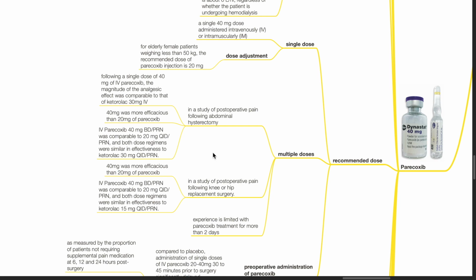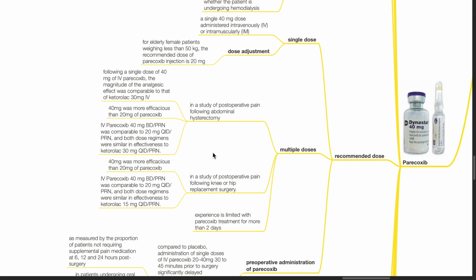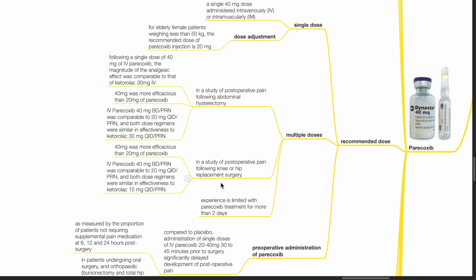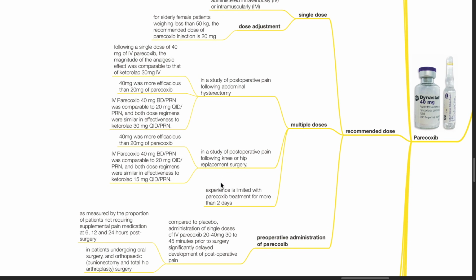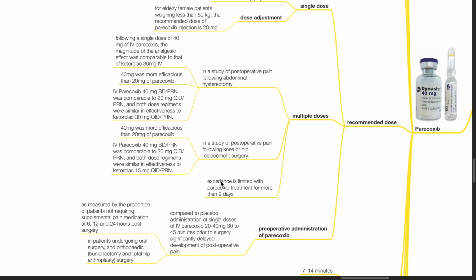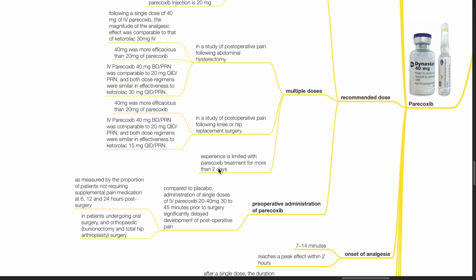In a study of postoperative pain following knee or hip replacement surgery, 40 mg was more efficacious than 20 mg of Percocet. IV Percocet 40 mg BD or PRN was comparable to 20 mg QID or PRN, and both dose regimens were similar in effectiveness to ketorolac 15 mg QID or PRN. Experience is limited with Percocet treatment for more than 2 days.